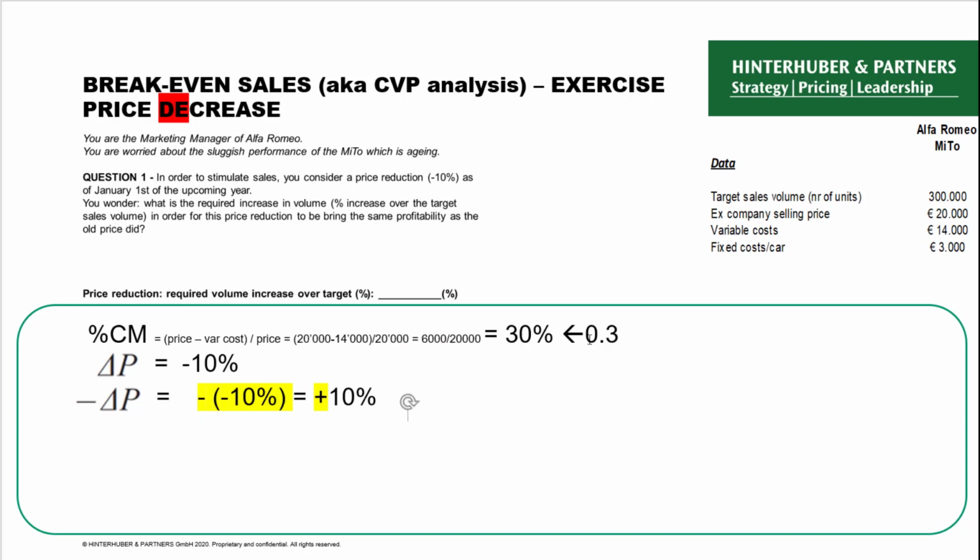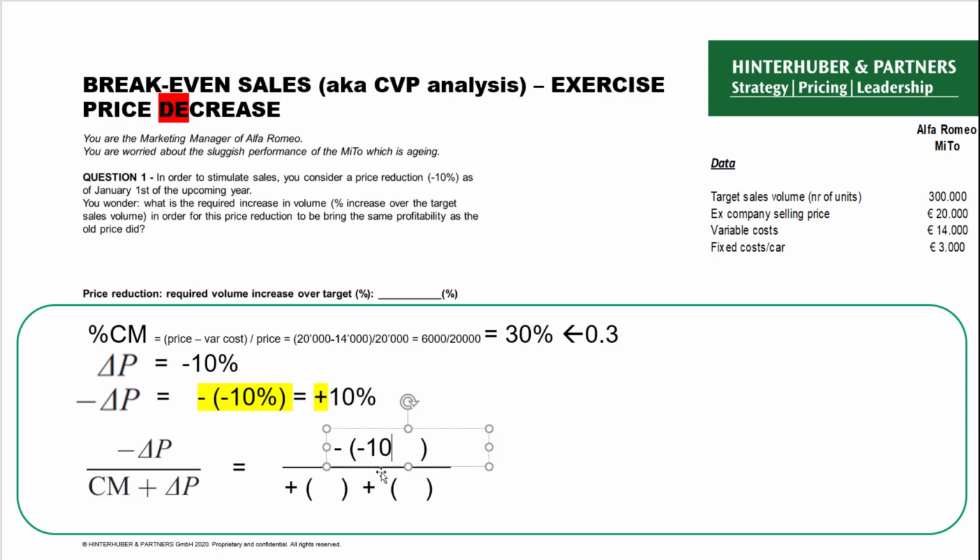Okay, so I think we have all the data. Target sales volume, number of units, we don't need to know that. We don't need it to solve this question. Maybe it will be useful for other things, but it's not useful for this question. Again, the fixed costs are not useful to answer this question, so you just don't consider them. Okay, so we said delta price is negative 10%, and negative and negative will be the same as having a plus.